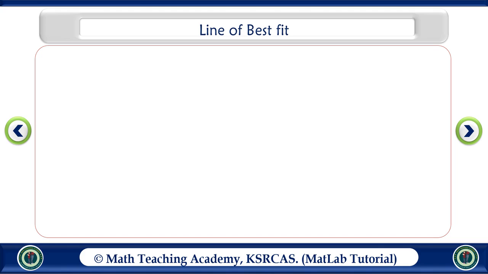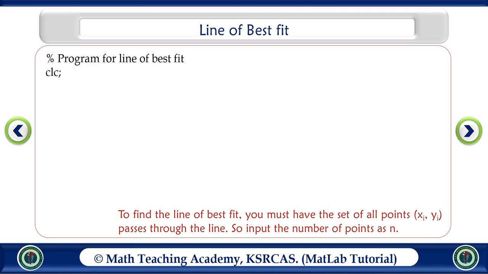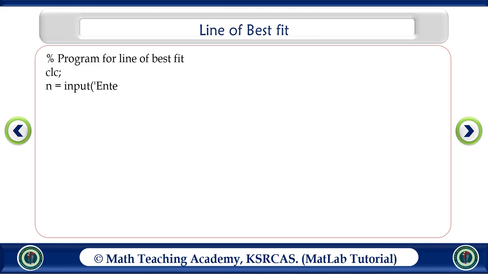Now we are going to write a program. The first line is the comment line, percentage program for line of best fit. The second line is typed here to clear the command window, that is CLC. This command clears the command window. To find the line of best fit, you must have the set of all points xi, yi the line passes through. So input the number of points as n. This is achieved by the command n is equal to input, enter the number of observations.